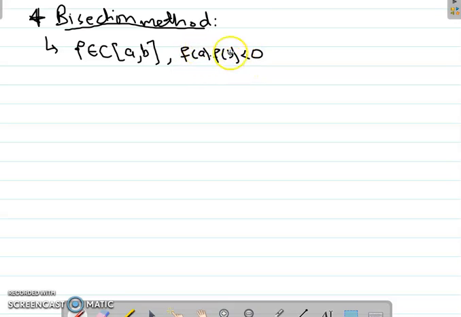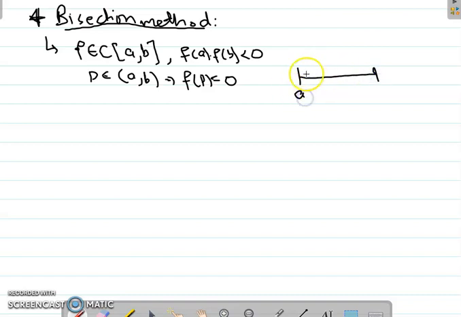It means that f of a and f of b have different signs, so by using the intermediate value theorem, there lies a point p in the interval [a, b] on which the value of the function is equal to 0. So by using the bisection method, we will try to find this root p.